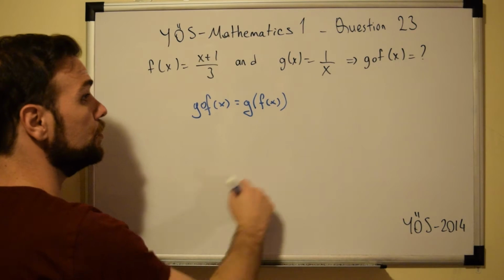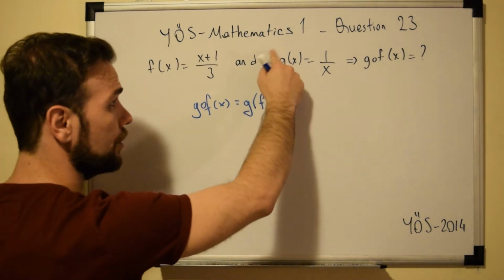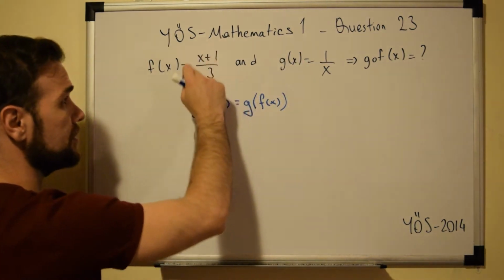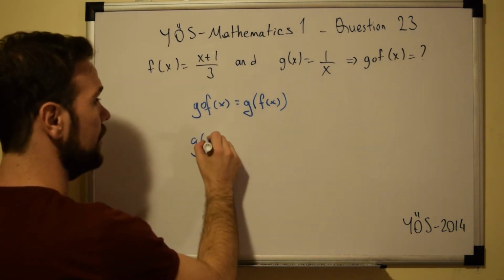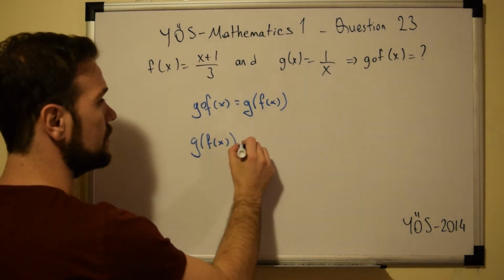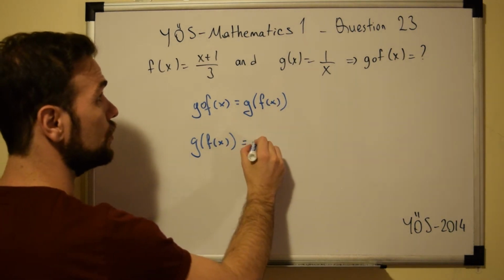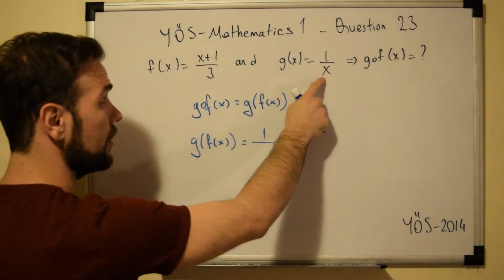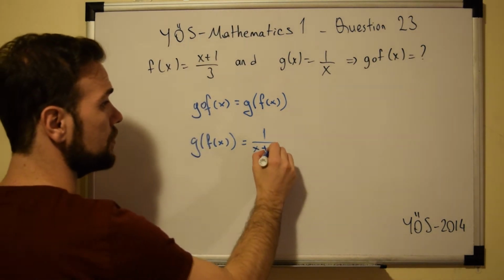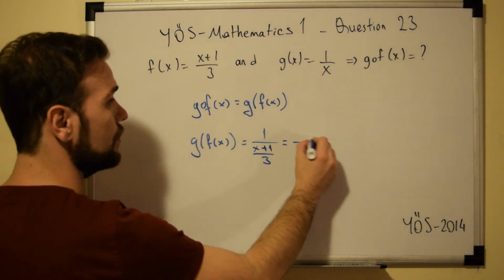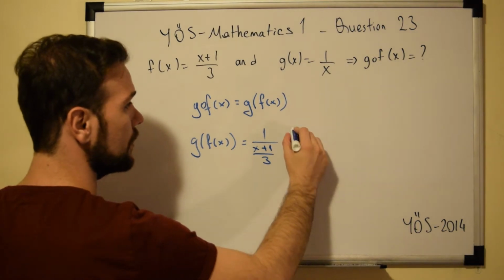So what do we have to do? Wherever we see x when we are using the g function, we will use the expression that is given for the f function. So we have g of f of x which is equal to 1 over, now instead of x I write the expression of the f function, (x plus 1) over 3, and that is equal to 3 over (x plus 1).